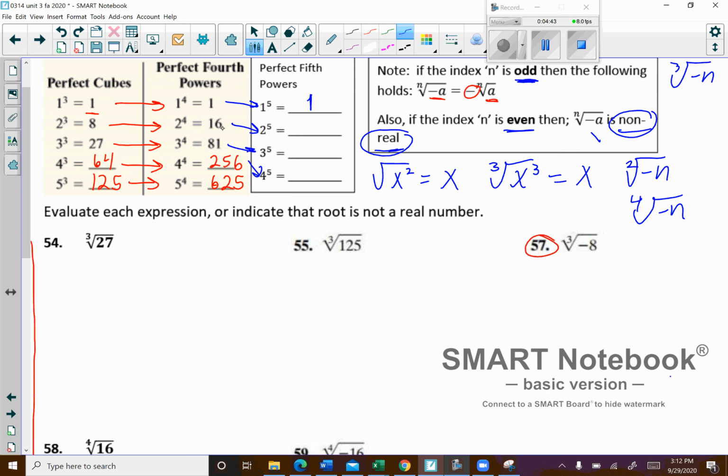Okay? And then let's see, 16 times 2, what is that? That's 32. So 2 to the fifth power is 32. Then 81 times 3, that's 243, so 3 to the fifth is 243. And then 256 times 4, that's going to be 1,024. Okay, we're really not going to go past this chart.